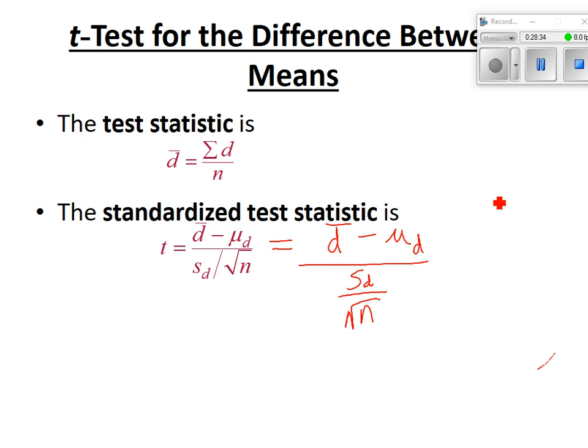Couple of things I'll say with this formula. Anybody have a guess what mu D is going to be? 0. All right, so that's just going to be gone every time. And all it's going to be on top is that D bar. The SD, that's the formula that you just wrote down from the last slide.